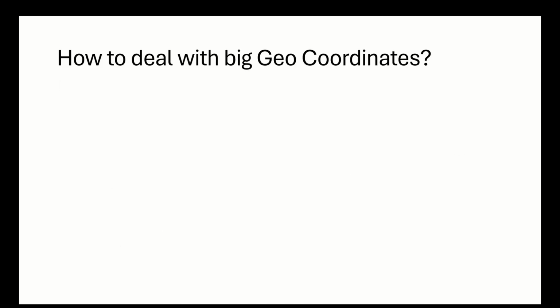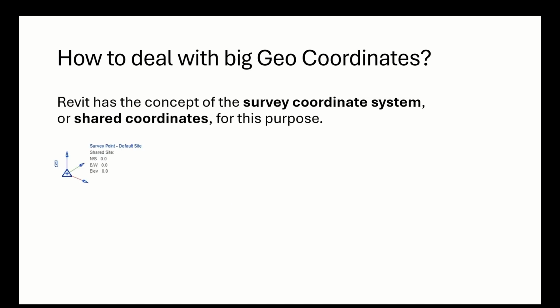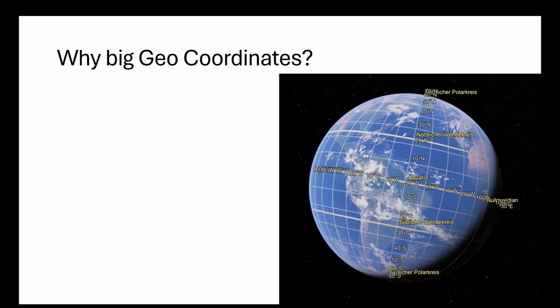How do you deal with large geocoordinates? Revit has a concept for this. It is the survey coordinate system, or the shared coordinates. But why do you often have to work with large coordinates? The reason is that the data come into the project from different sources, e.g., point clouds, IFC files, or DWGs. The survey coordinates form the common reference system.